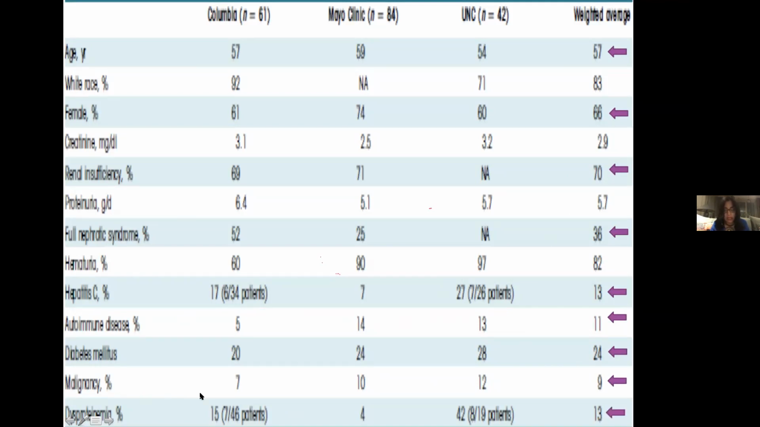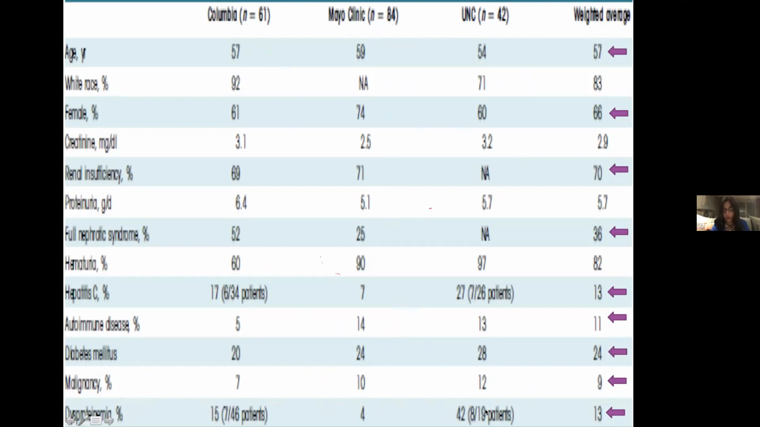The reason for this is the study of UNC, because they had 42% on their own. They had only 19 patients, 8 of them were dysproteinemic. So that's why they increased the total number of monoclonal gammopathies in relation to fibrillary GN. However, when you look at the Mayo Clinic study, where they had almost double the number of patients, which were 84, they only had 4%. And when you look at the Columbia study, they had 61 patients, they only had 15%.